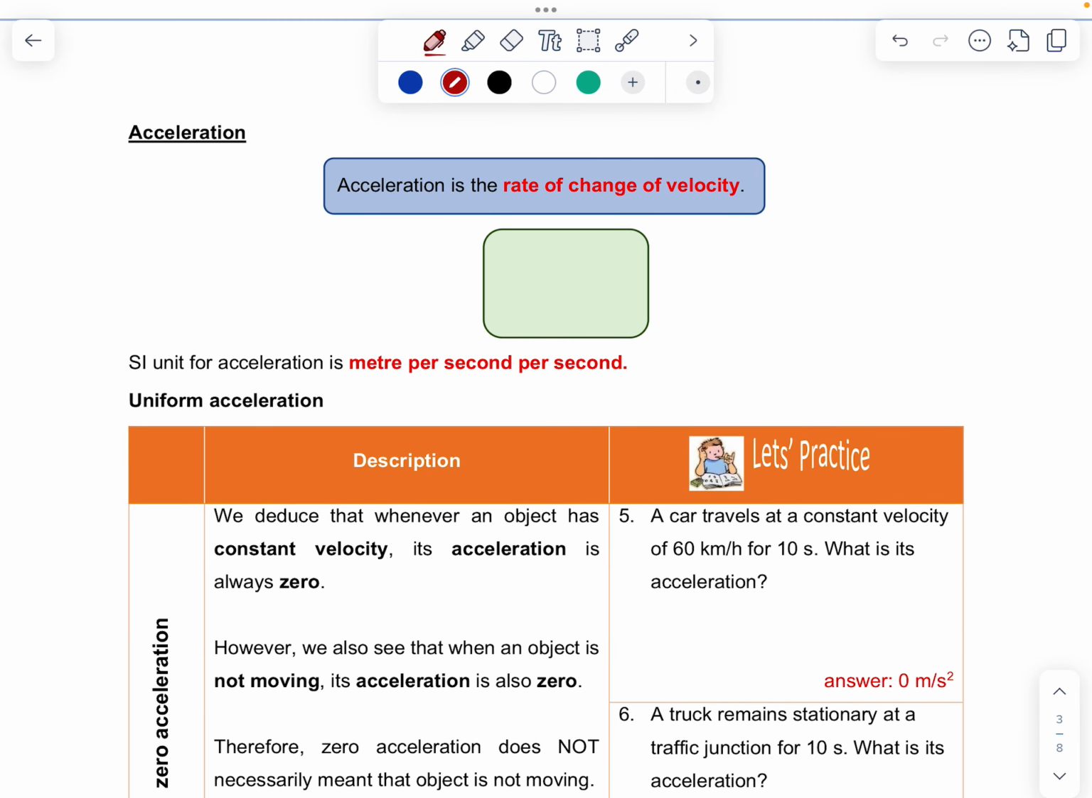Now, let's look at acceleration. The definition of acceleration is the rate of change of velocity, formula given by a equals v minus u over t. v is the final velocity, u is the initial velocity, t is the time. The SI unit for acceleration is meter per second per second.